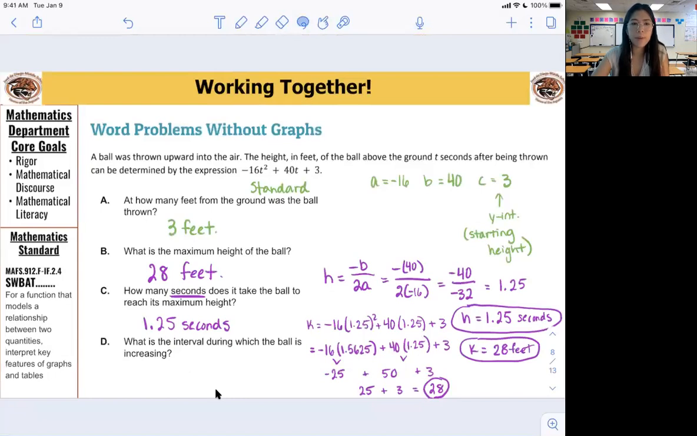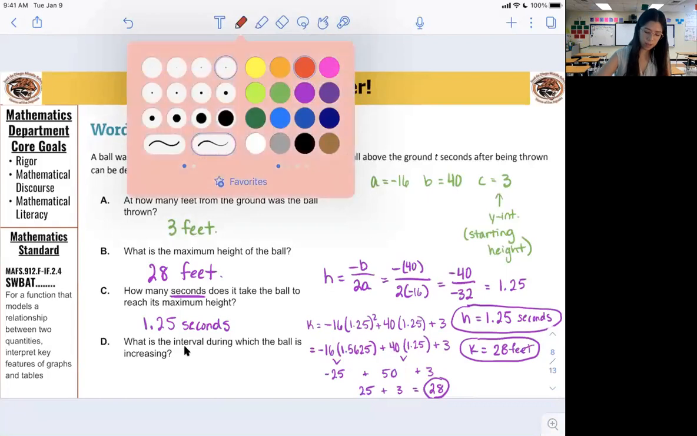We have a graph of a ball that's going up and then back down. What part of the graph will the ball be increasing, going up? From where to where? From 3 to 28. Okay, so it starts at 3 feet and it goes up to 28 feet. But remember that intervals mean time.